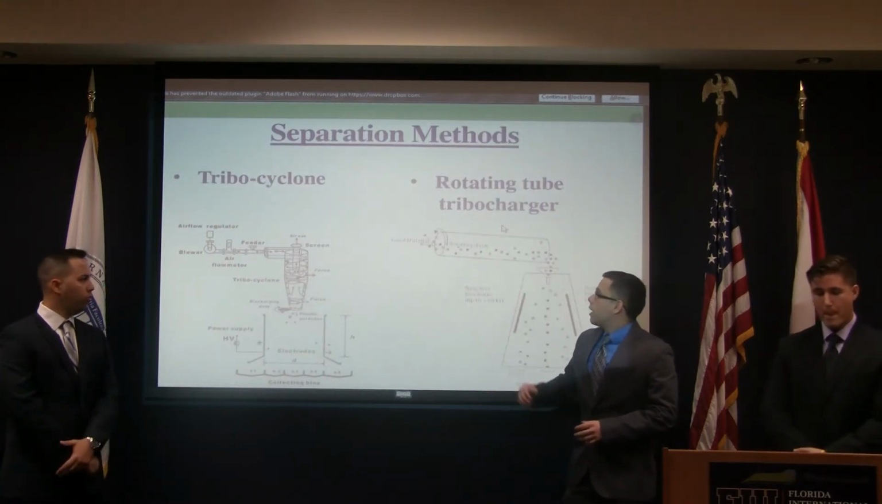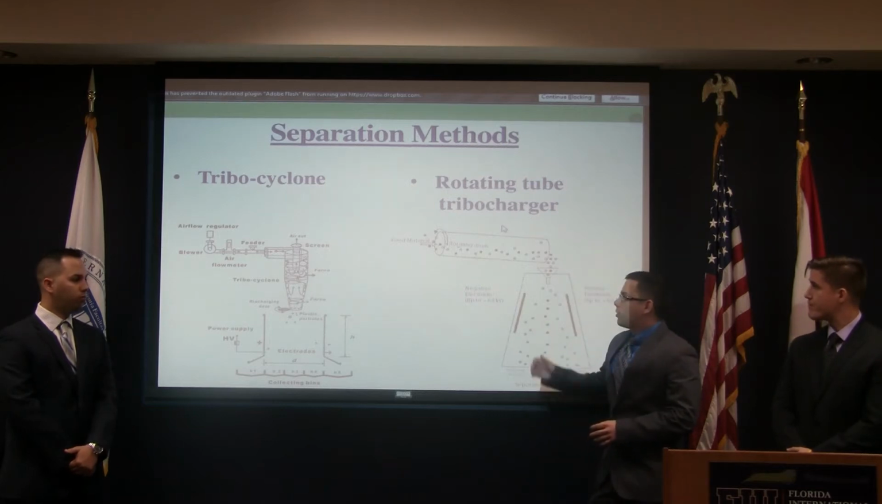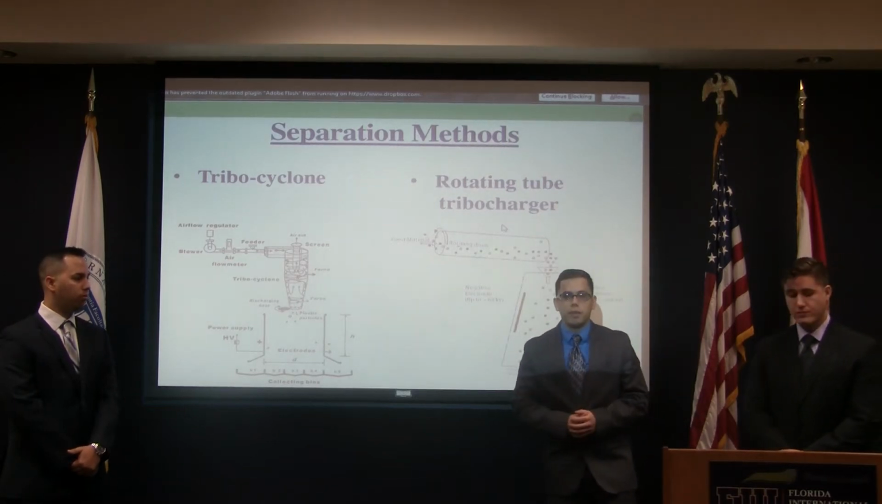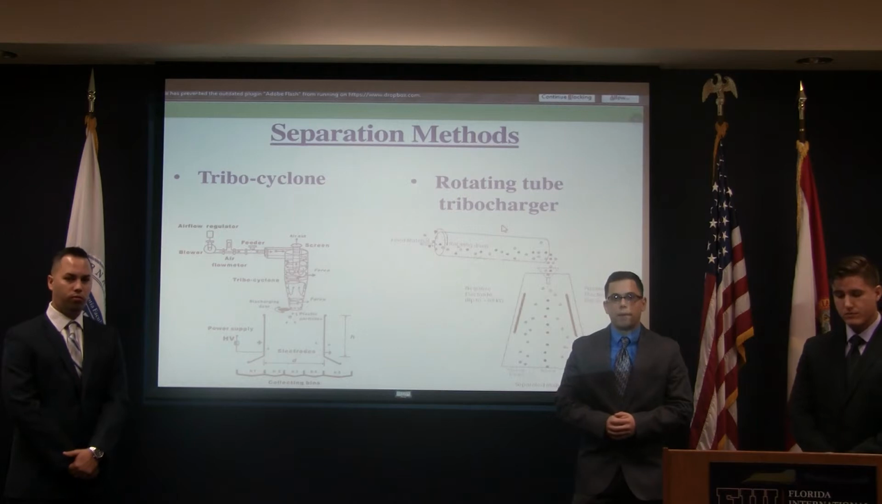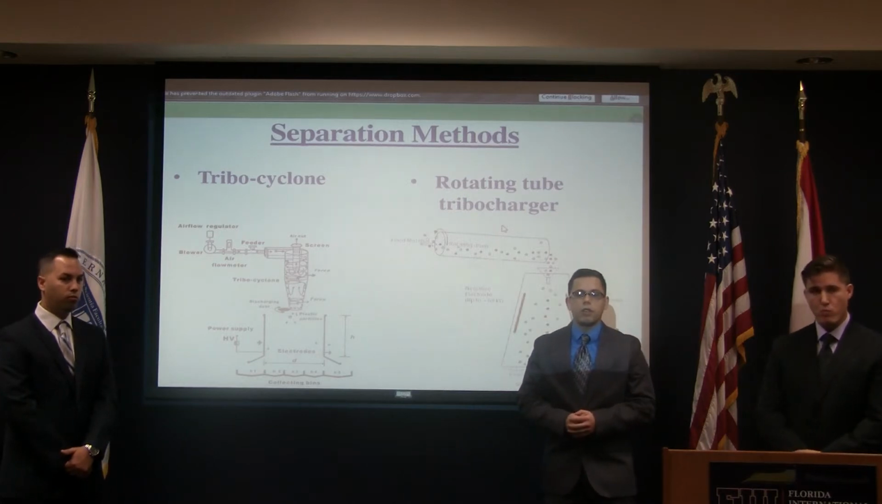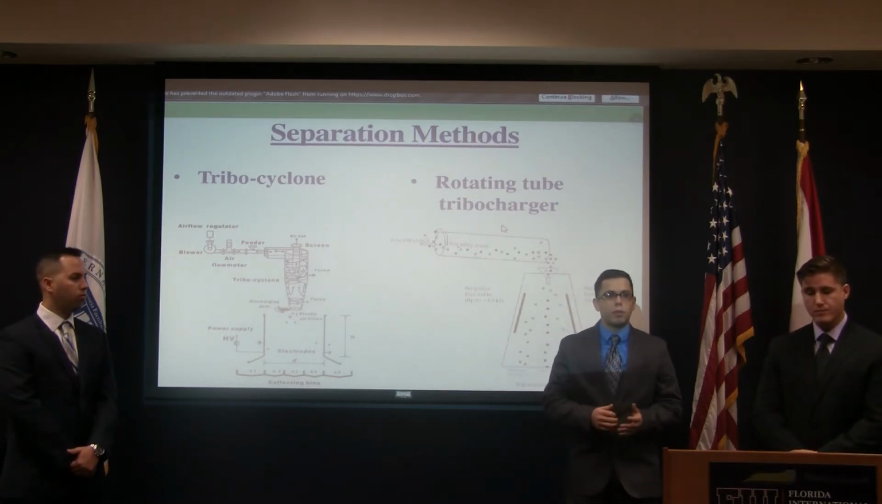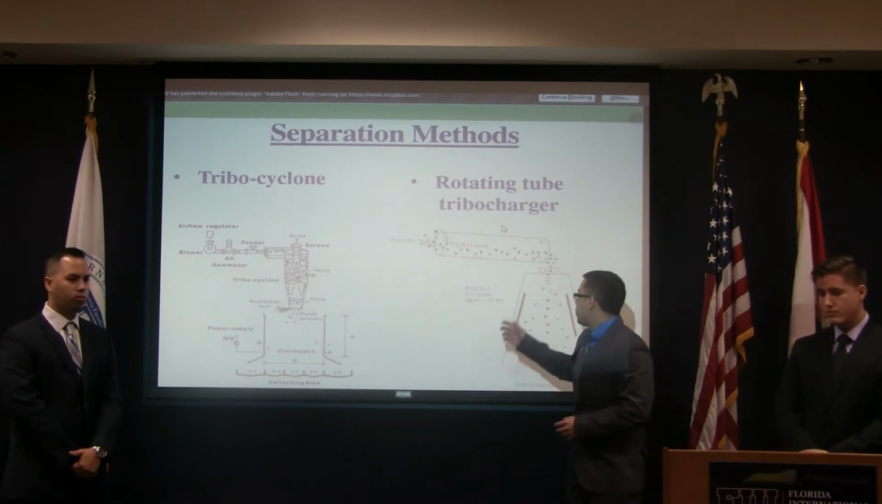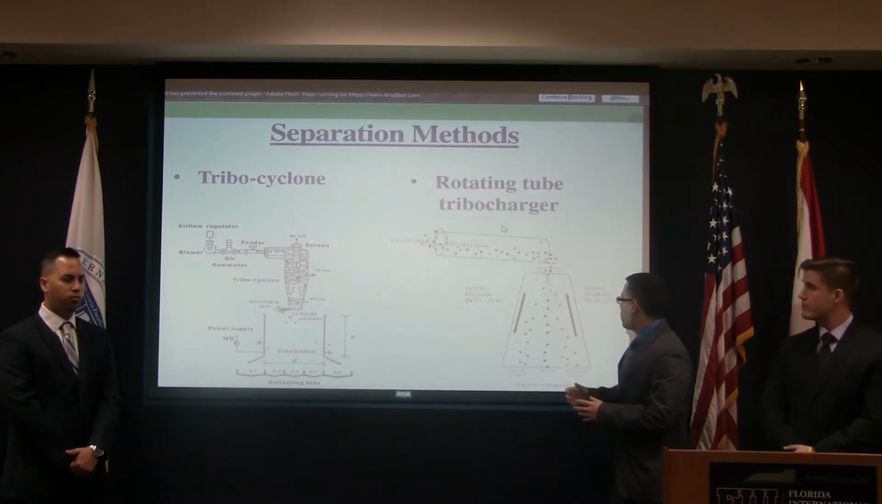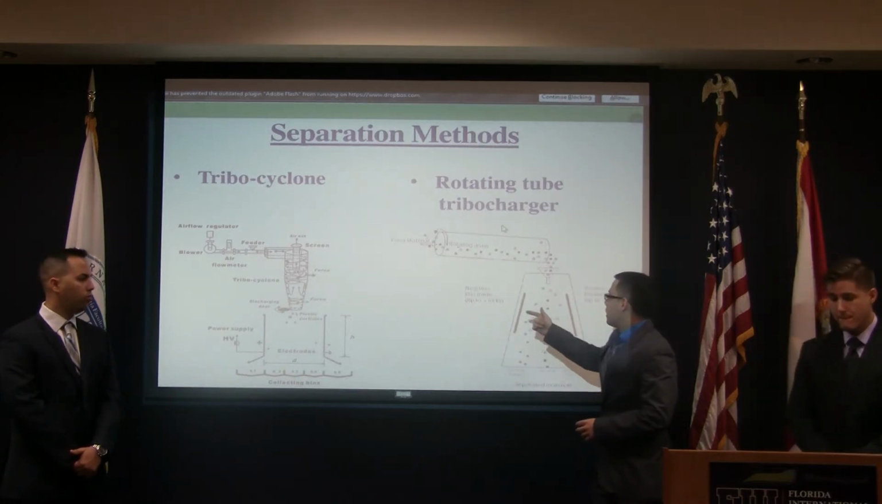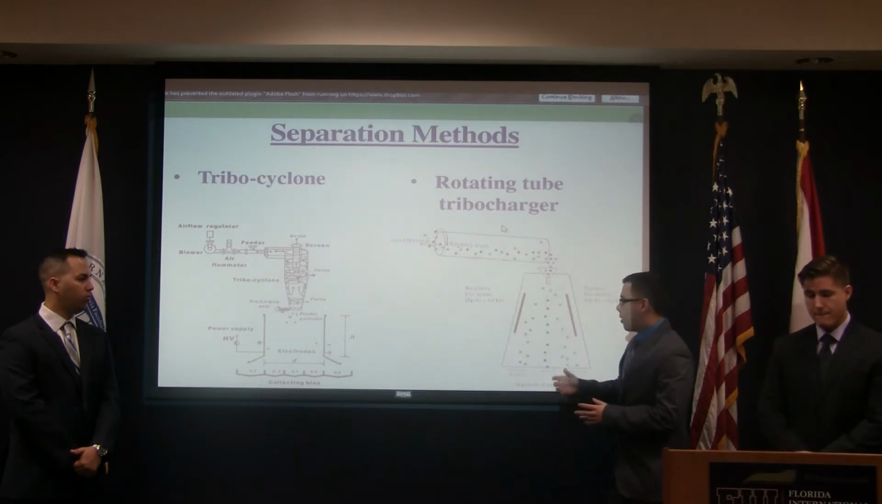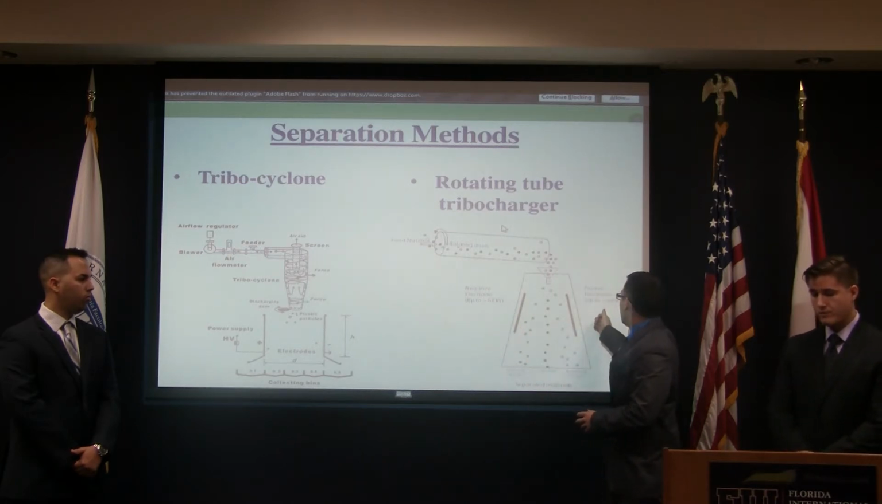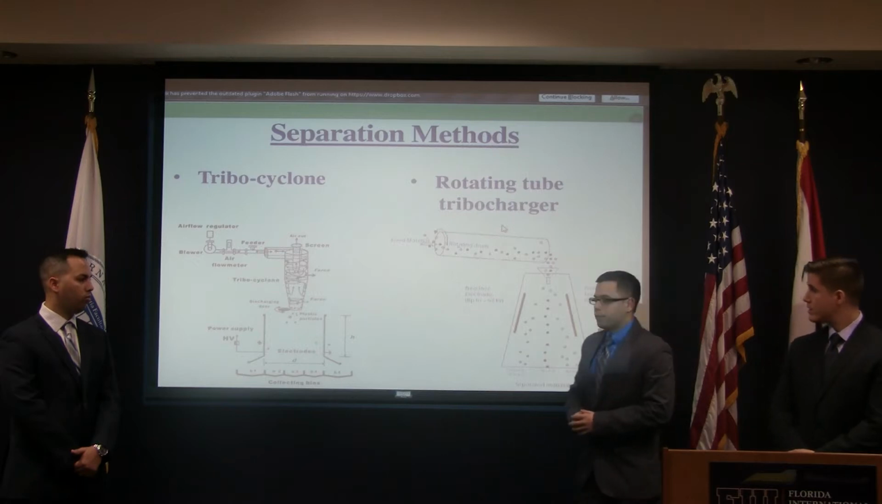Now, the triboelectric cyclone and the rotating tube tribochargers are two of the triboelectric separation methods that already exist in the industry. Due to friction and the constant contact between the particles, the material becomes tribocharged. After that, particles are led to fall freely through a tunnel, and particles with positive charge will be attracted to the negative electrode. Particles with negative charge will be attracted to the positive electrode.